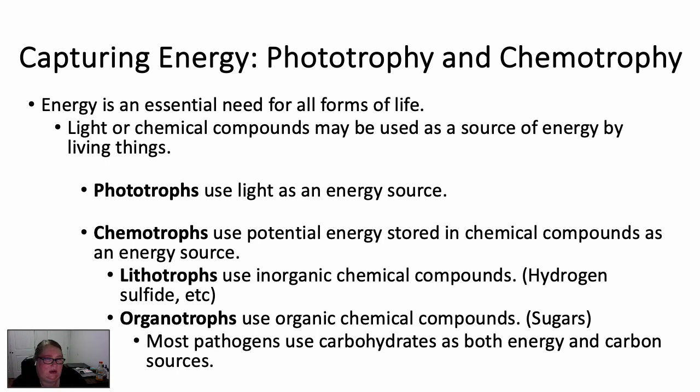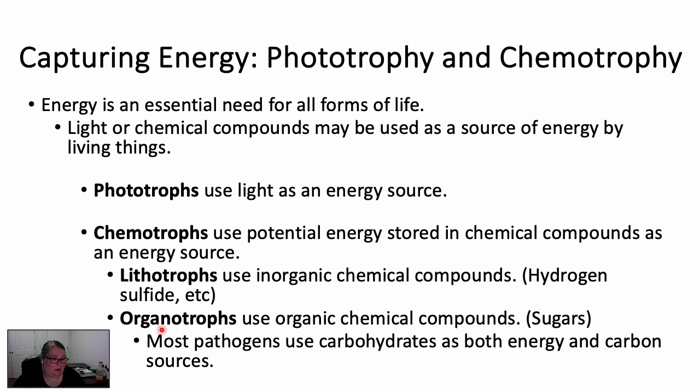Now, where you get your energy is going to tell you what another type of troph you're going to use. So phototrophs use light as an energy source. Phototrophs are autotrophs, so they can make their own energy. Then we have chemotrophs that are going to use the potential energy stored in the bonds of chemical compounds as their energy source. We have two types of chemotrophs.